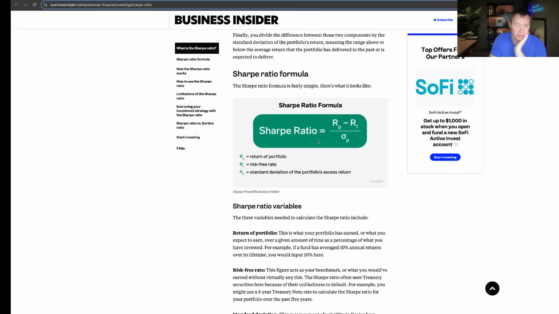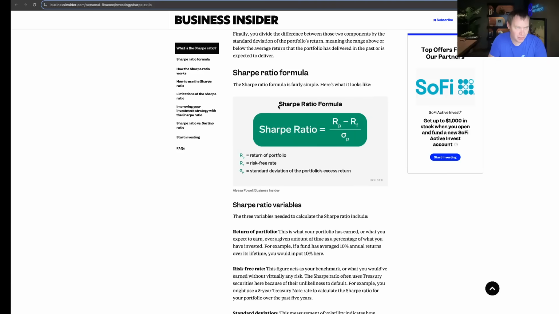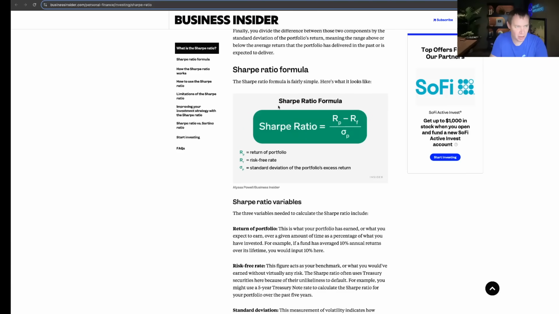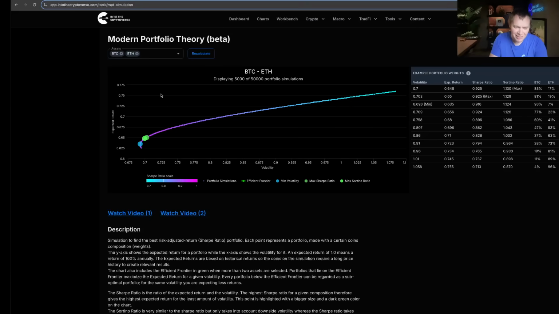Now, the Sharpe Ratio is the return of a portfolio, RP, minus the risk-free rate, RF, divided by the standard deviation of the portfolio's excess return. What the hell does that mean? Right? Well, the return that we're looking at, in this case, is based on historical returns. Now, that has a lot of downsides to it, and we'll talk about that in a minute. But that's what the return is, right? It's what you think it's going to be. In this case, it's what we've seen historically.